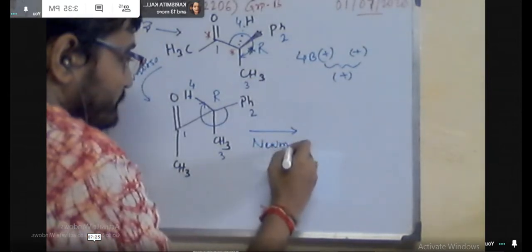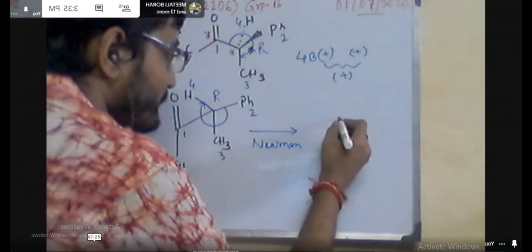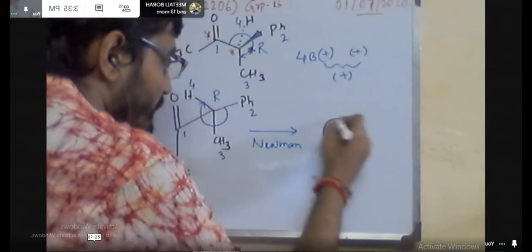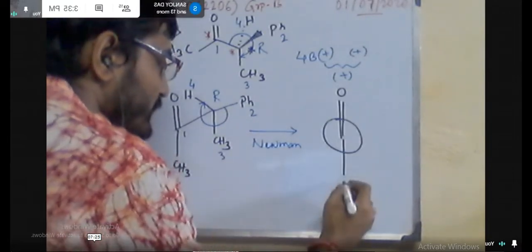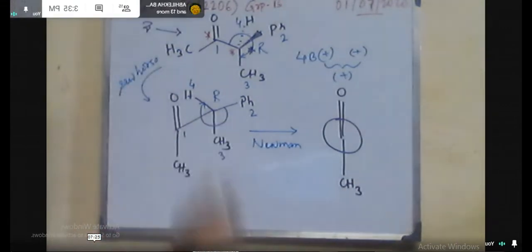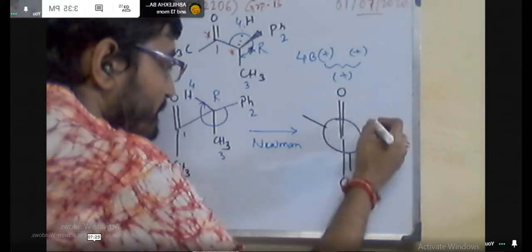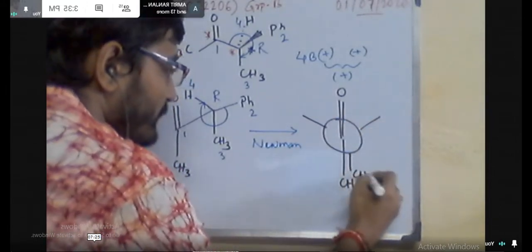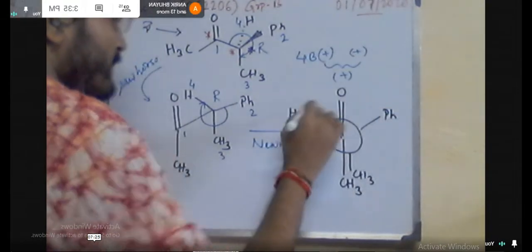And this is the carbon-oxygen double bond, and this is the CH3. Now you have to draw the distal carbon: CH3, phenyl, hydrogen. Here you can see the configuration is fixed. This is 1, 2, 3, 4 clockwise rotation. So the configuration is R.